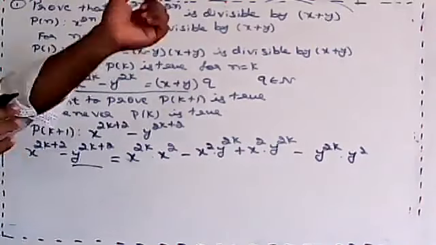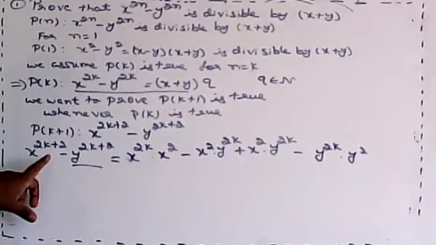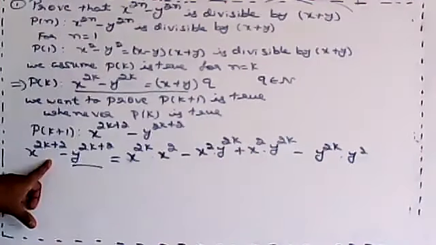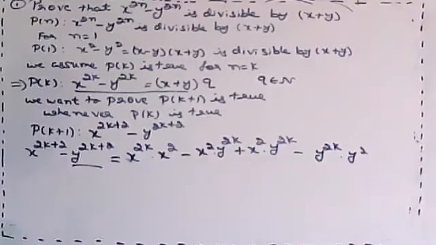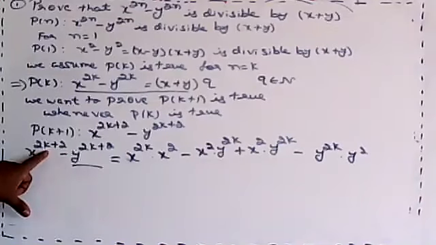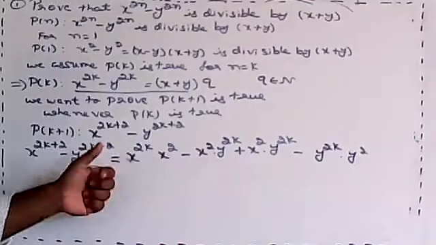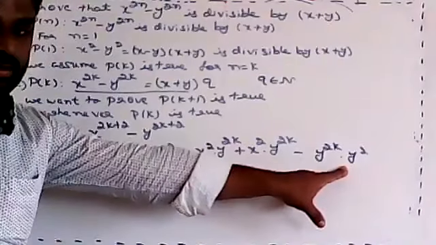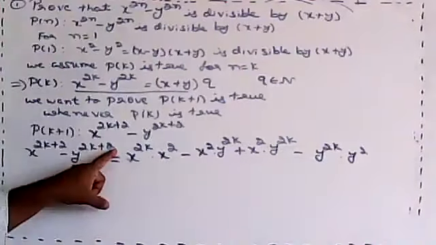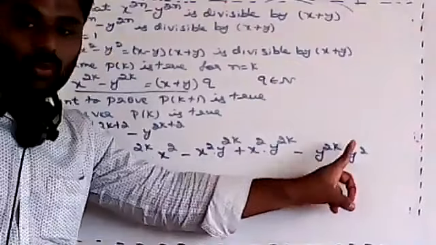Clear or not? Any doubt? Just split this one term. Okay, good. So x to the power of 2k plus 2 is there. I'm writing that one as x to the power of 2k into x square. Correct? And the last term I'm writing here: minus y to the power of 2k plus 2 is y to the power of 2k into y square.